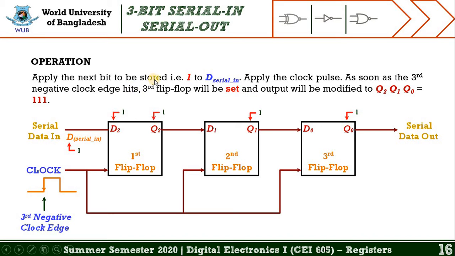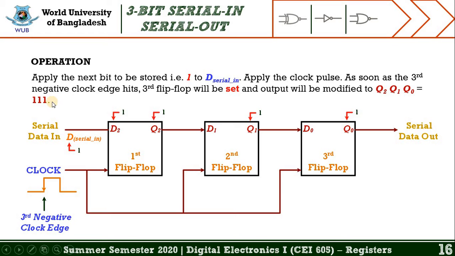Apply the next bit to be stored, which means 1 to D serial in. Apply the clock pulse. As soon as the third negative clock edge hits, the third flip-flop will be in set condition and the output will be modified to Q2, Q1, Q0 equals 1, 1, 1.